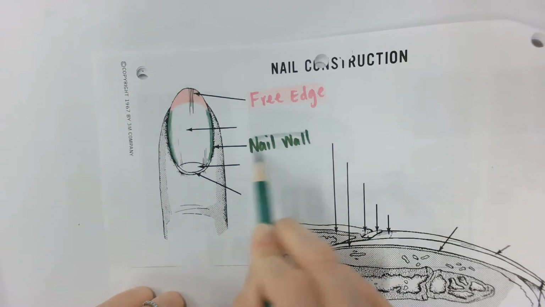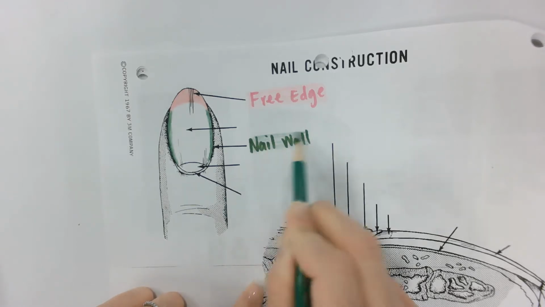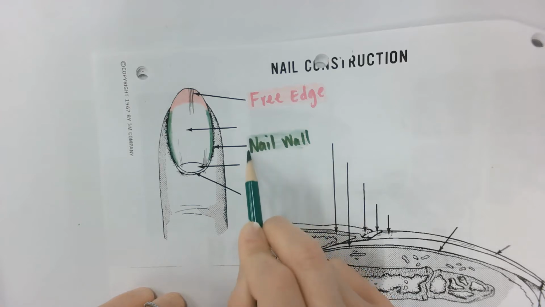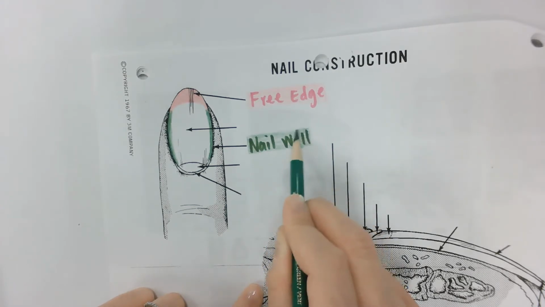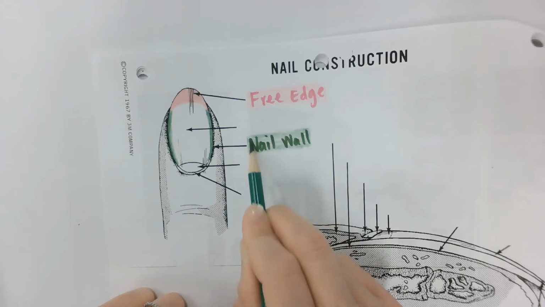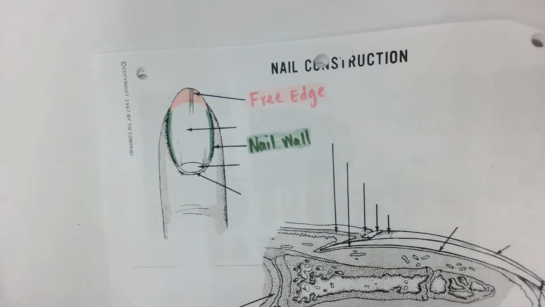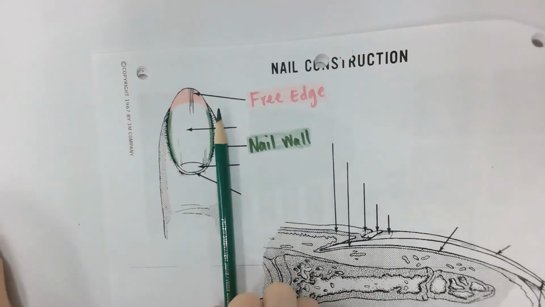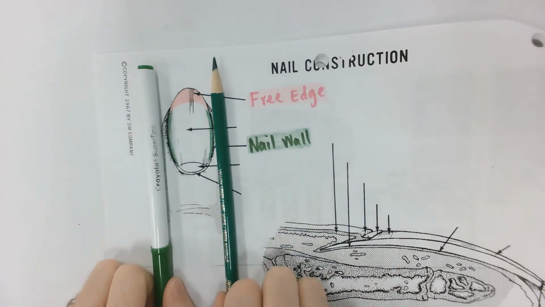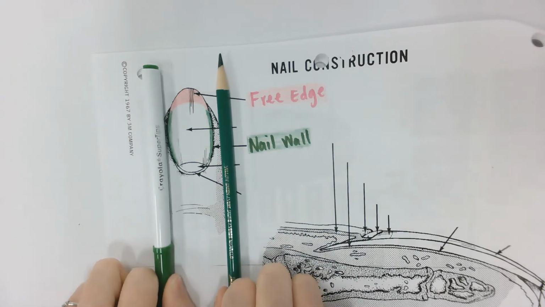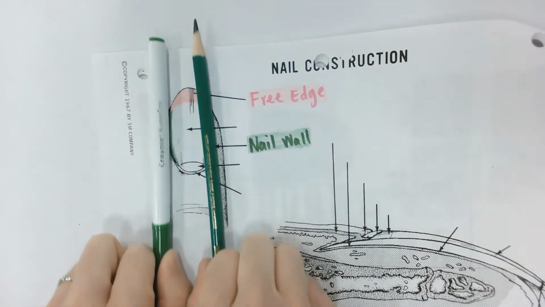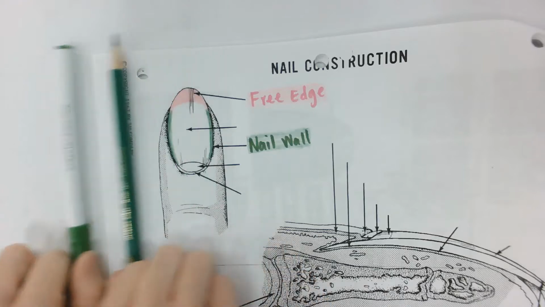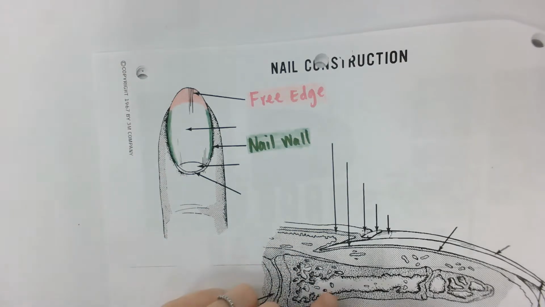There's two, one on the right, one on the left. Every nail on the hand and every toenail has it. The nail wall is like the train track. The train tracks are there to keep the train on track going forward. So the two nail walls are here to help guide the nail to grow outward and straight. Every nail has two, one on the right, one on the left. Okay? That is a nail wall.